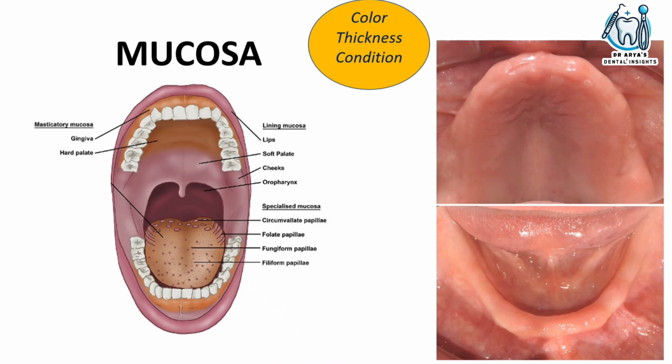Coming to mucosa, there are various types of mucosa like lining mucosa, specialized mucosa, and masticatory mucosa. The mucosa of the cheeks, lips, floor of the mouth, residual ridge, hard palate, and soft palate is evaluated for color, thickness, and condition.